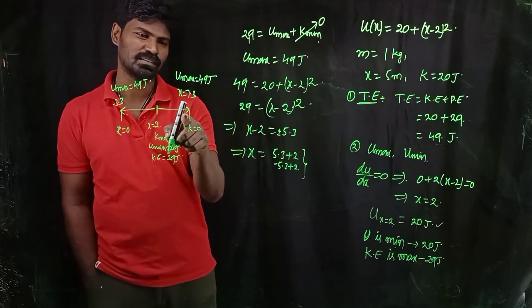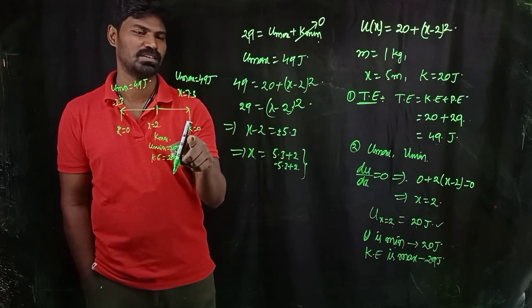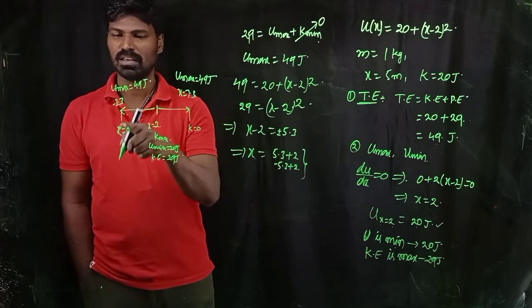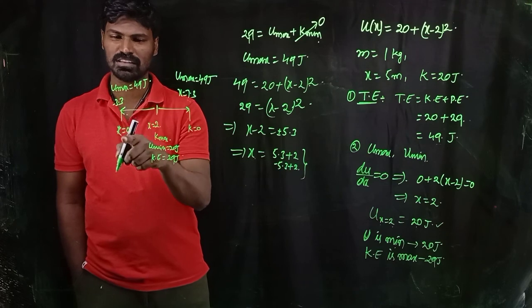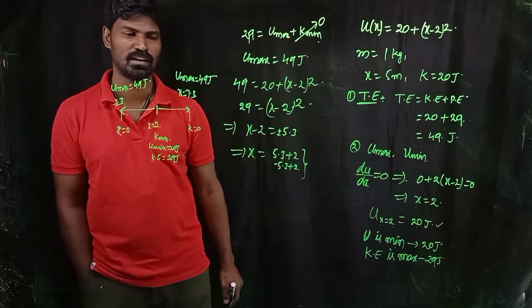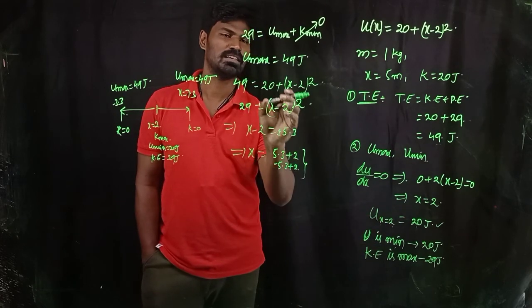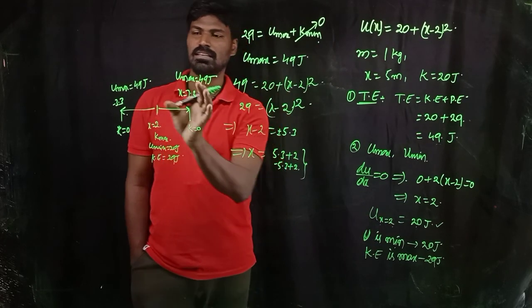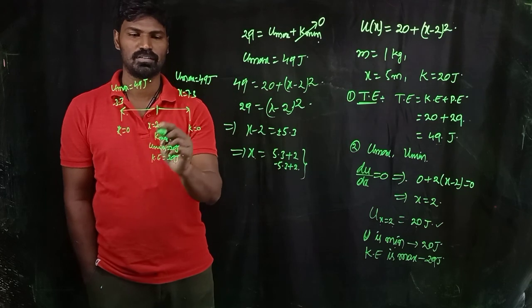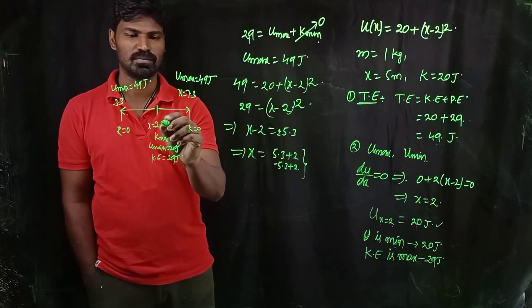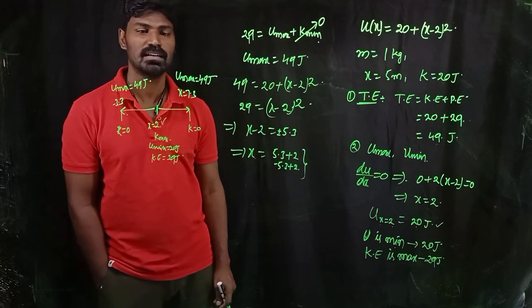Why can't it go beyond this? Because beyond this kinetic energy is 0, because of which the particle cannot move. Here also beyond this point kinetic energy is 0, because of which the particle cannot move to the left direction. So this is how we calculated maximum potential energy, maximum kinetic energy, and their extreme points and the turning points. Here x equal to 2, that is the minimum potential energy point, we call it the turning point.